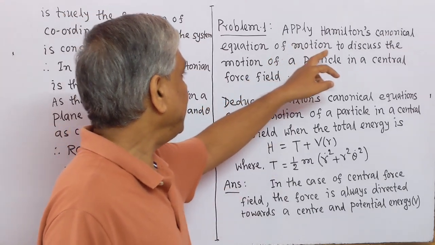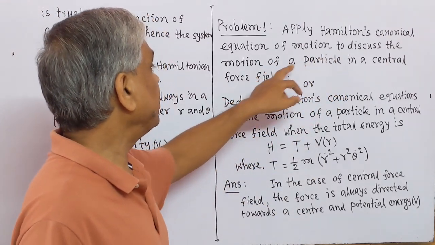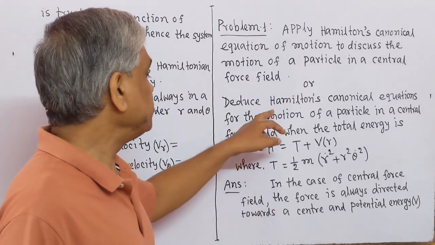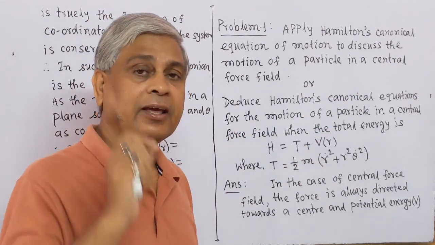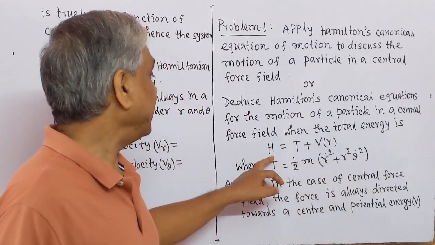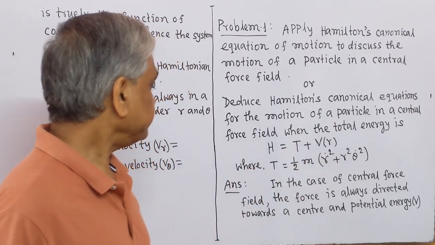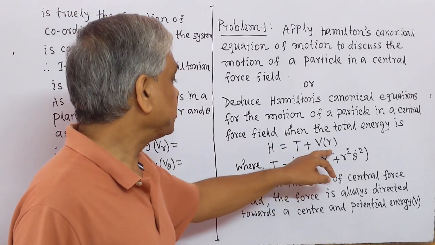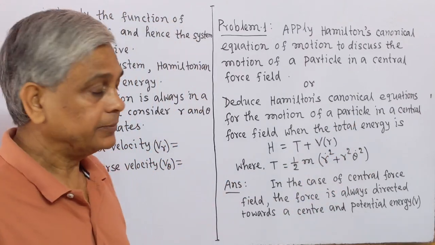The problem is: apply Hamilton's canonical equations of motion to discuss the motion of a particle in a central force field, or deduce Hamilton's canonical equations for the motion of a particle in a central force field when the total energy is H equal to T plus V, where V is a function of r, and T equal to half m (r dot square plus r square theta dot square). Now we solve this.